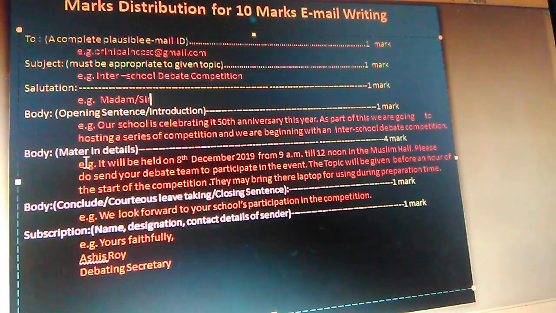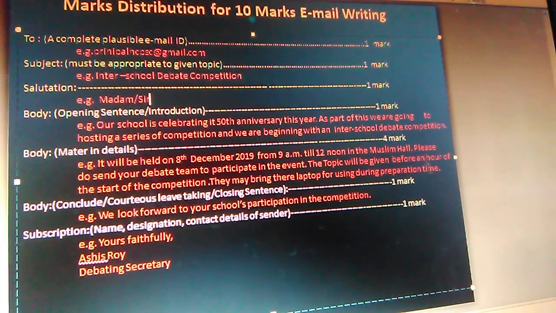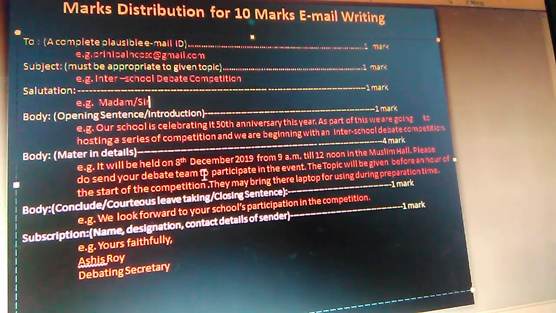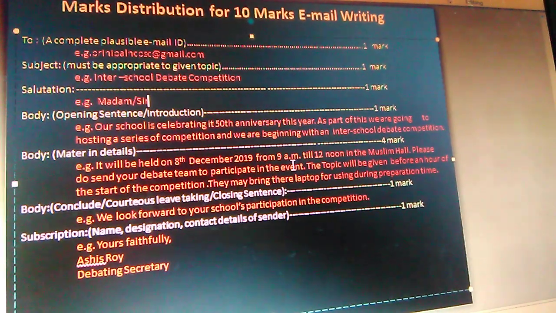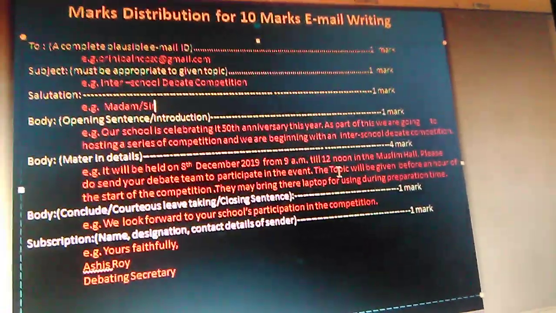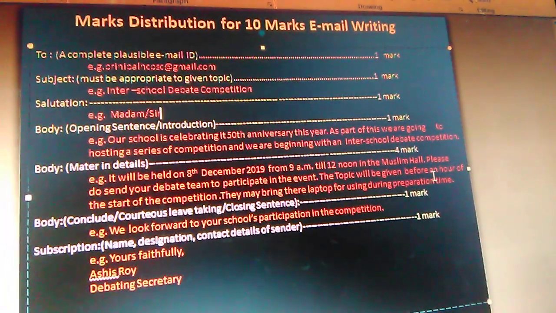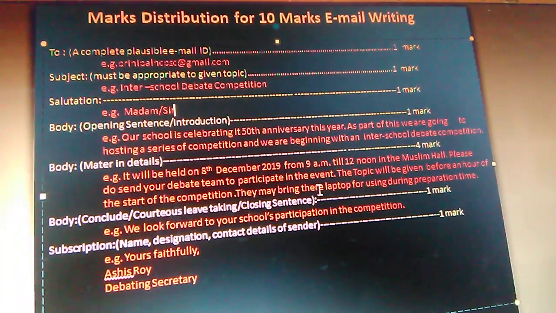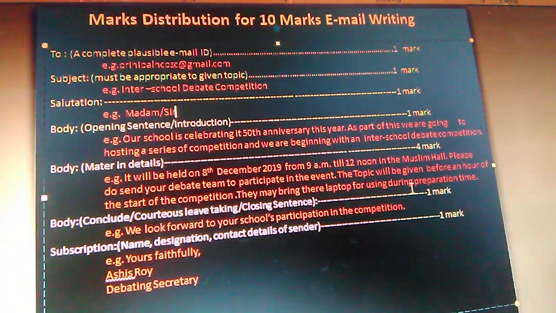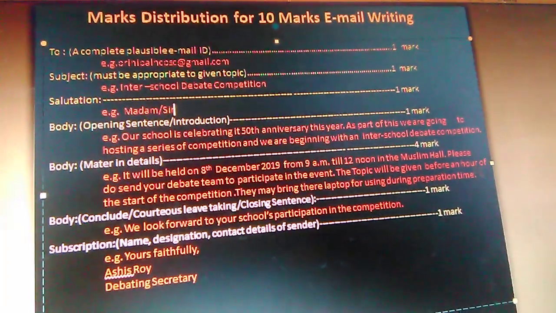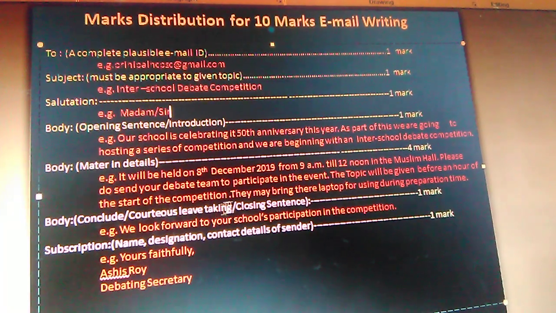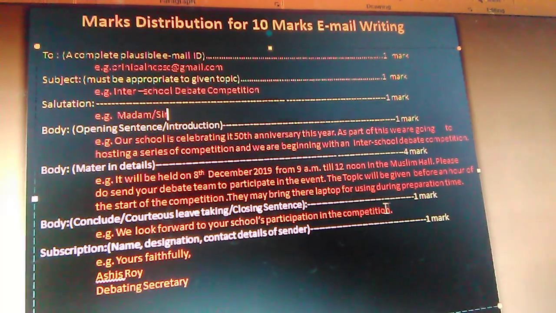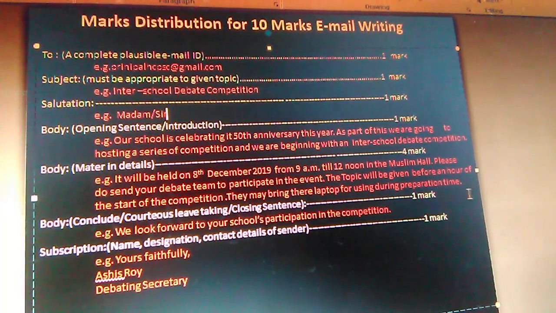Then body, matter in details. For details, there are 4 marks. It will be held on 8 December 2019 from 9 a.m. till 12 noon in the Muslim Hall. Please do send your debate team to participate in the event. The topic will be given an hour before the start of the competition. They may bring their laptops for use during preparation time.